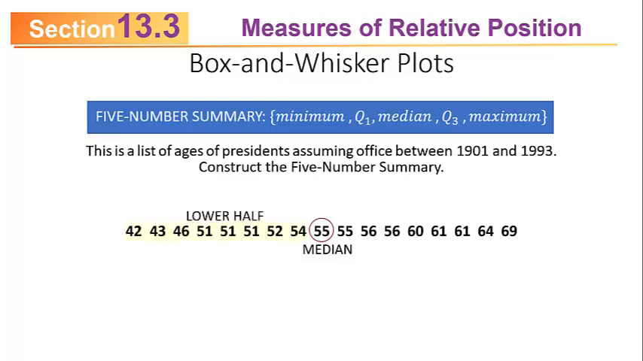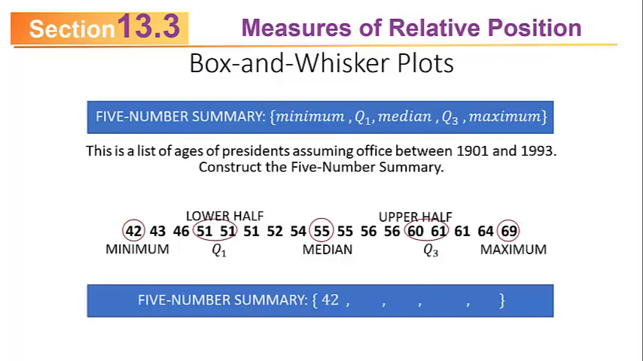Then you take the lower half, the values to the left of the median. There are 8 of them, so there are 2 in the middle. Both are 51, so when you average 51 and 51, obviously you get 51. In the upper half, the middle values are 60 and 61, and when you average those, of course, you'll get 60.5. The minimum value is thrown in, and the maximum value. So those are the 5 numbers.